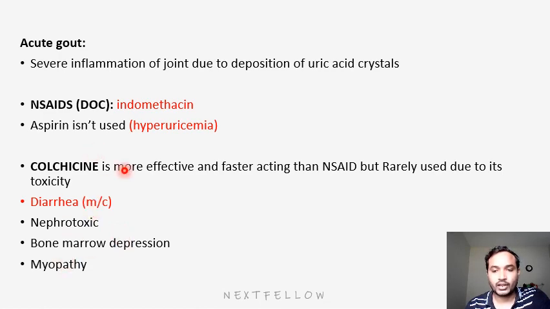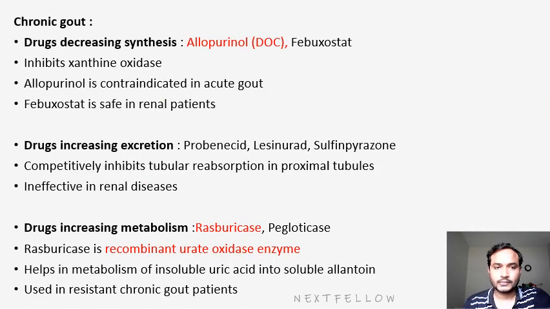That's why we are not using colchicine. We'll go with NSAIDs. Next will be corticosteroids. They will be used in acute conditions to reduce the pain. Next, we'll discuss chronic gout.